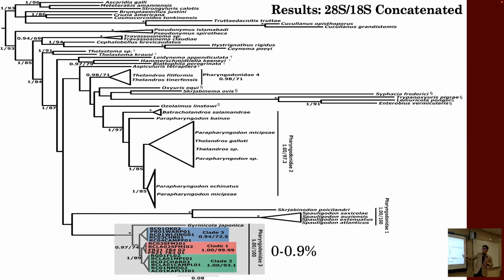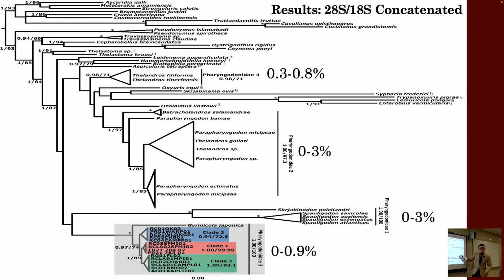But I also looked at the other groups of the Pharyngodontidae, where these worms are supposedly the family of. Among these Spauligodons, we had 0 to 3%. So I was sort of hesitant. Among Pharyngodontidae 2, which is going to be from Batracholandros here, all the way into these Pharyngodon and other Thalandros species, we had 0 to 3% again. But between these specimens of Thalandros filiformis and Thalandros tinifrenensis, there were actually 4 individuals here. I just collapsed it so you wouldn't have even more names to look at, anywhere between 0.3 and 0.8% difference.